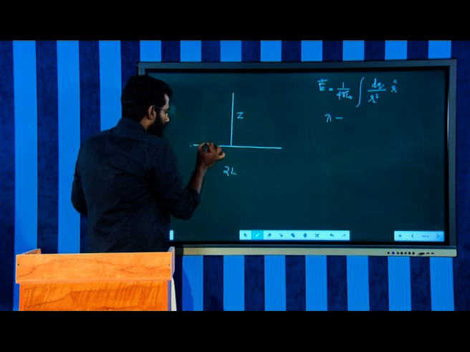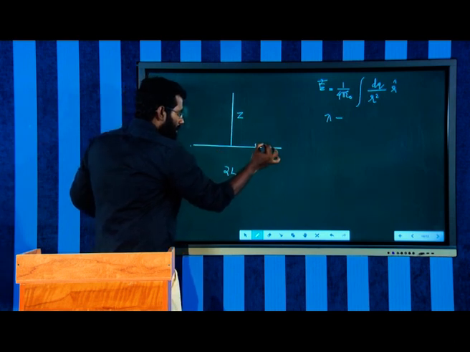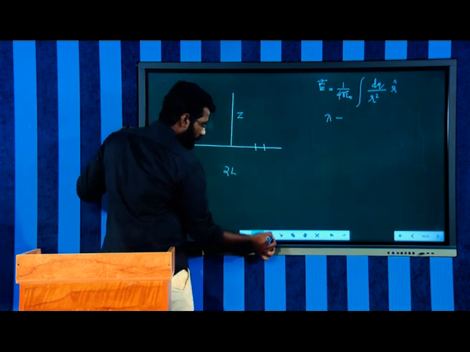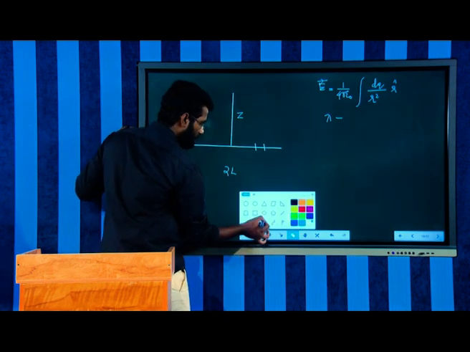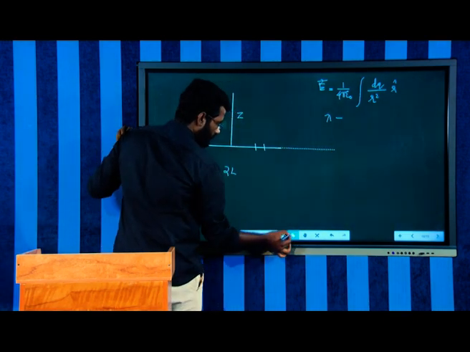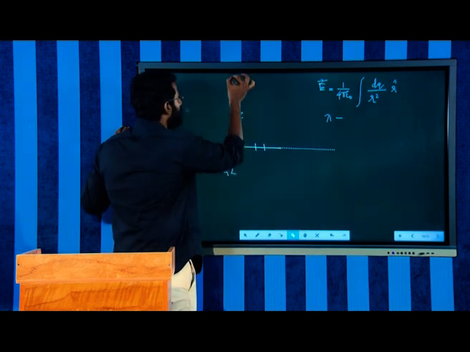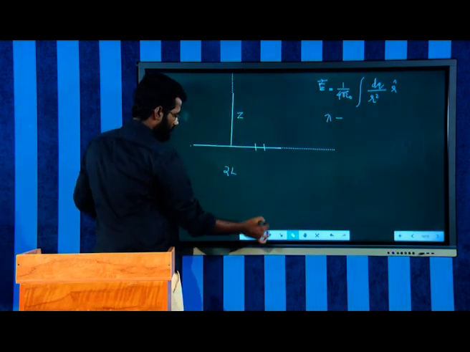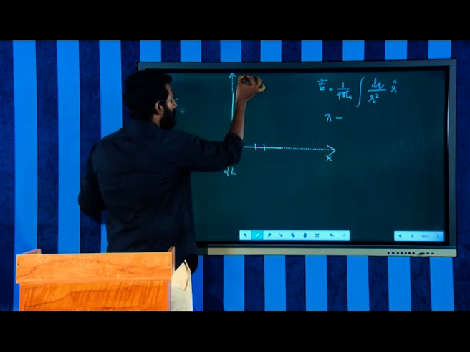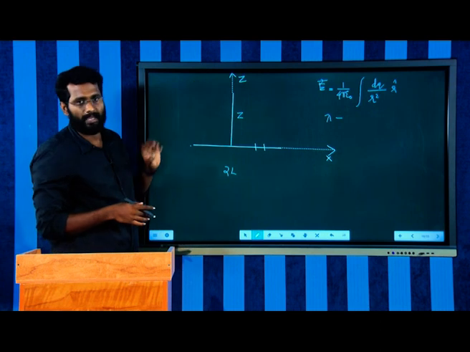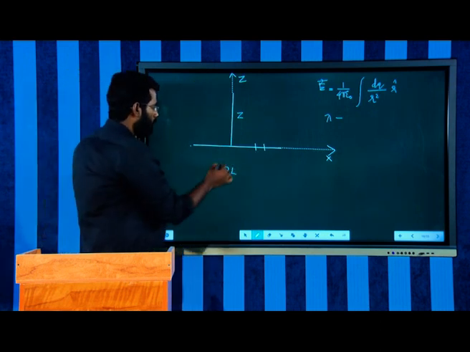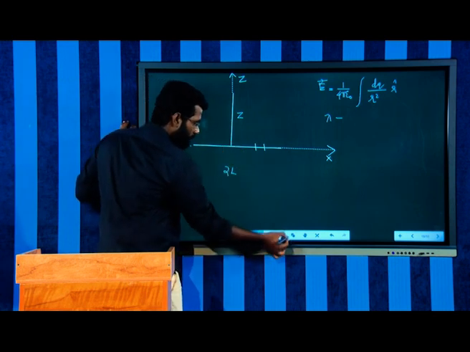So, let me consider a piece here, and before that let me set up a coordinate system as usual. We have an x towards here and we have a z towards here. So, this is the x axis and this is the z axis. So, we have two axes here. Now, let this point be the origin.